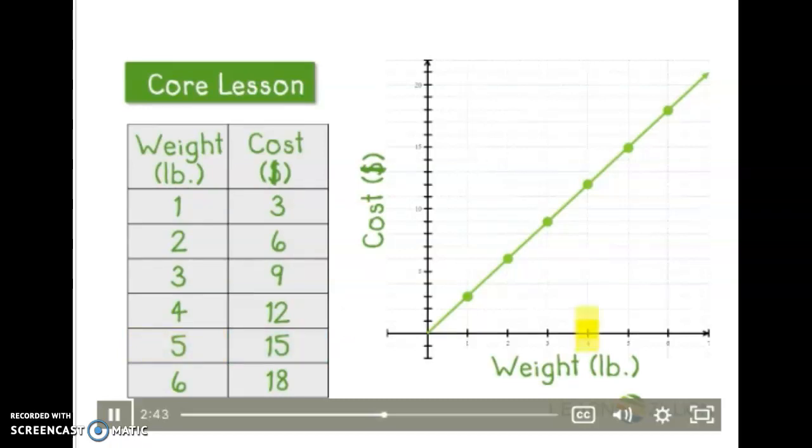Or on the graph, suppose you were planning to buy 4 pounds, that would cost $12. If you decide to go with 1 additional pound, that would take you up from $12 to $15. That difference of $3 for that 1 pound is the unit rate.